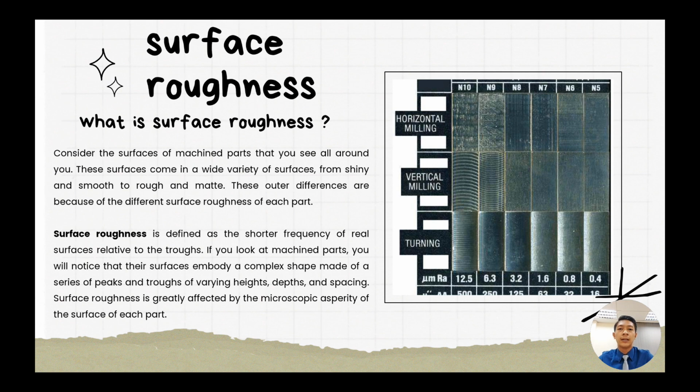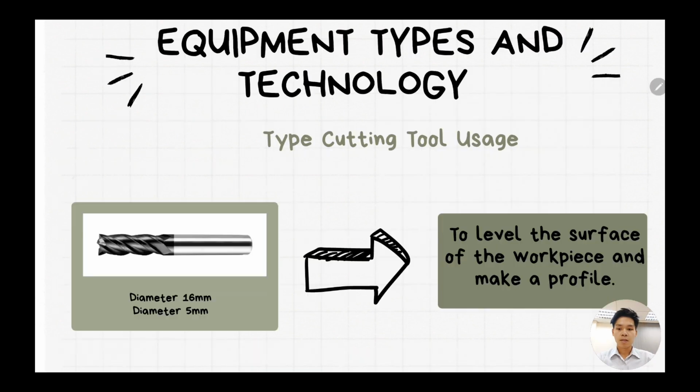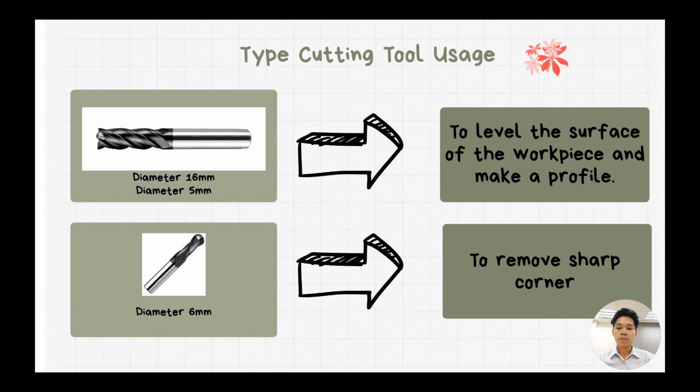Okay, my part is equipment, tech and technology. Here we use cutting tools, measuring tools, a machine and software. Number 1 is an end mill with diameters of 16 mm and 5 mm to level the surface of the workpiece and make a profile. Number 2 is a ball mill with diameter 6 mm to remove sharp corners.